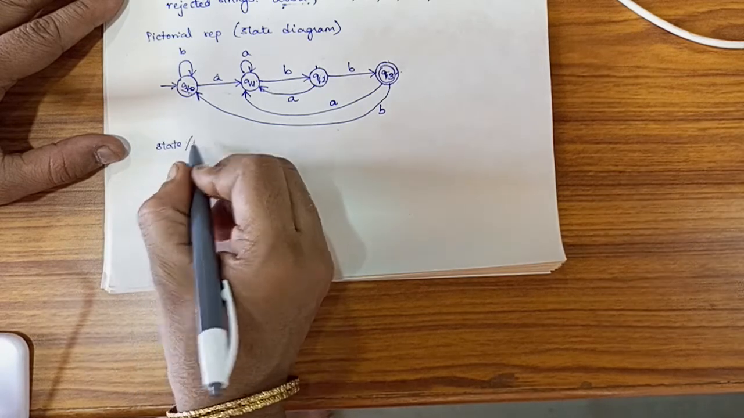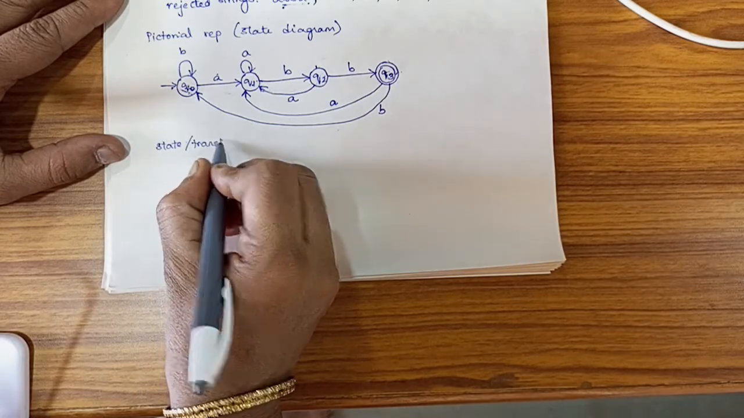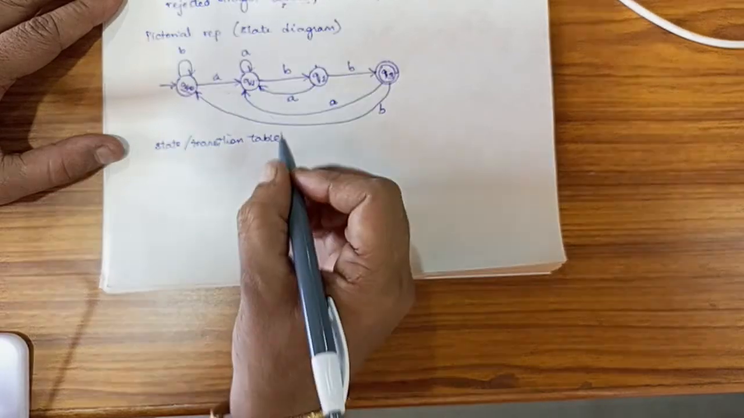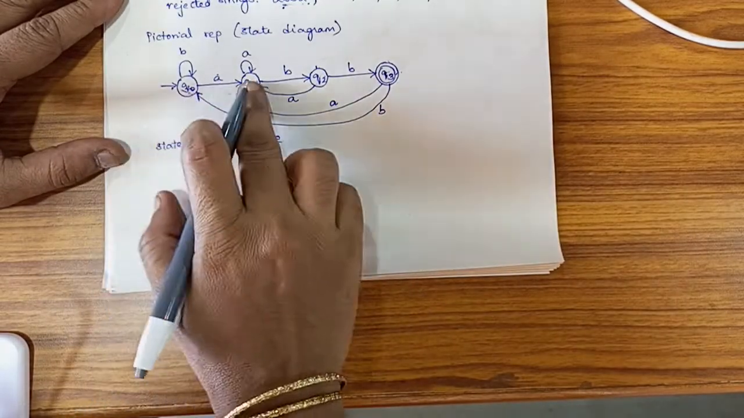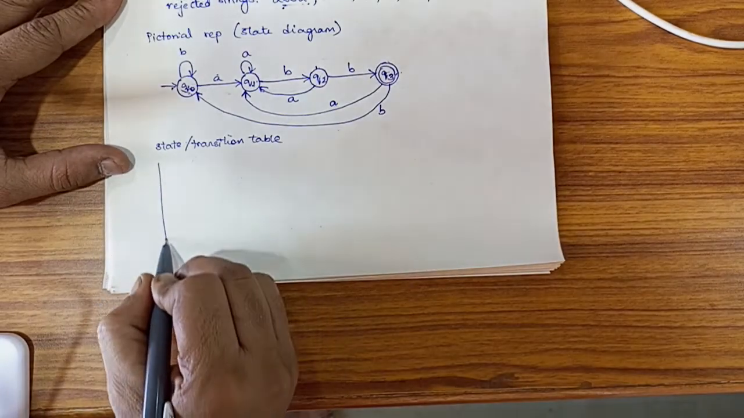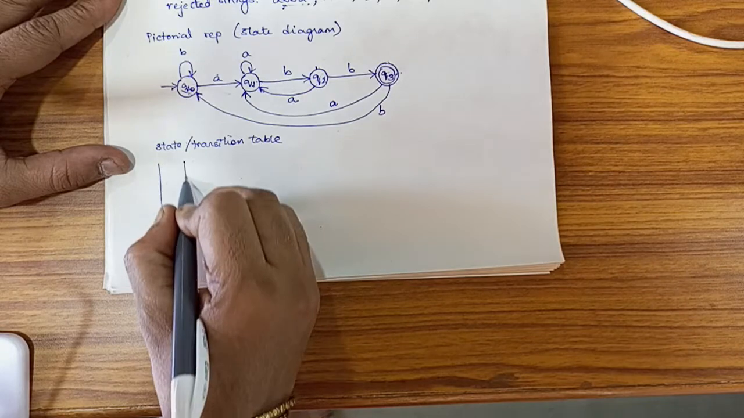State table, transition table, you can call it whatever you want. How to fill the table. Now first thing, how many states are there? I have 4 states. So that means my table is going to have 4 entries.